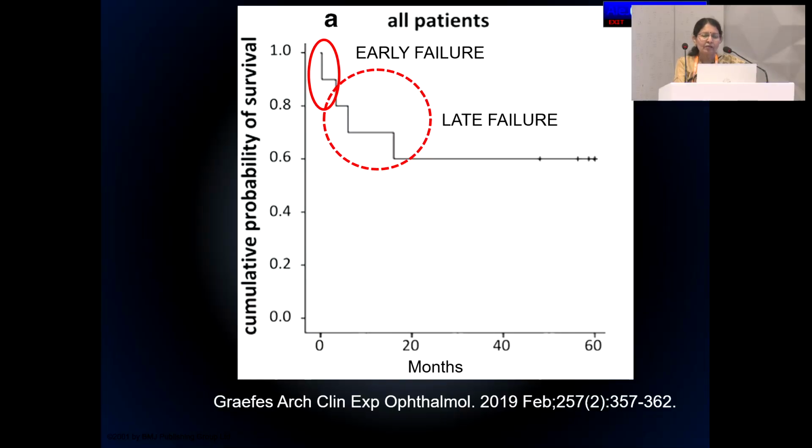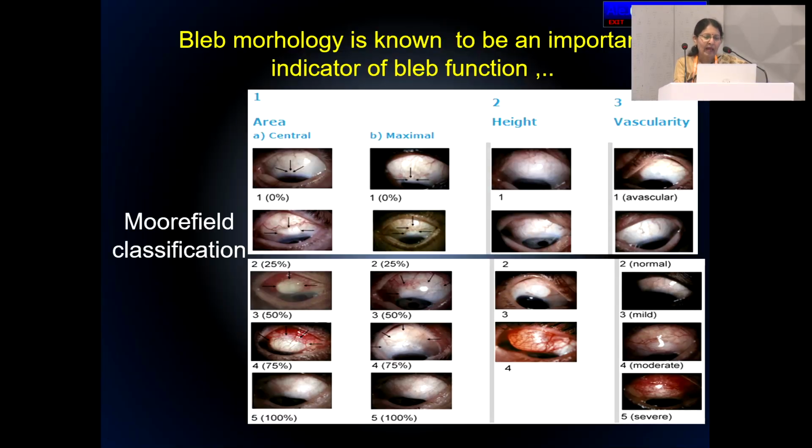So this is to show you the natural history of the bleb, what happens. Earlier, after 3 weeks or 4 weeks, it starts showing the failure if it is there. By the end of 3 to 6 months, it is stabilized and then it is status quo. So bleb morphology is known to be an important indicator for the bleb function.